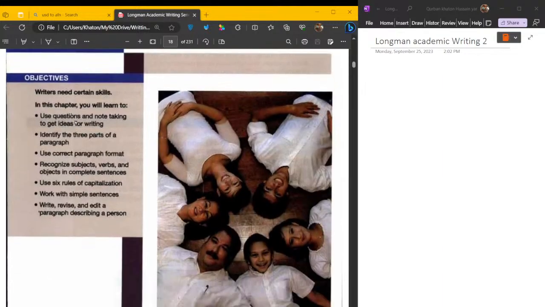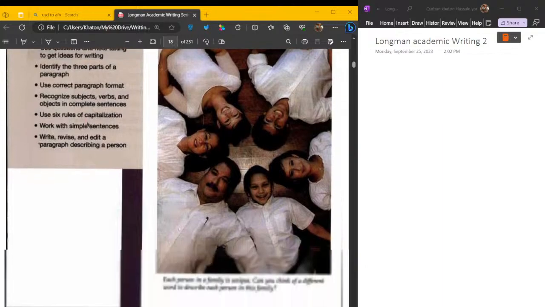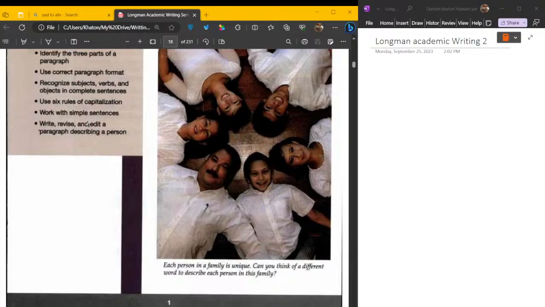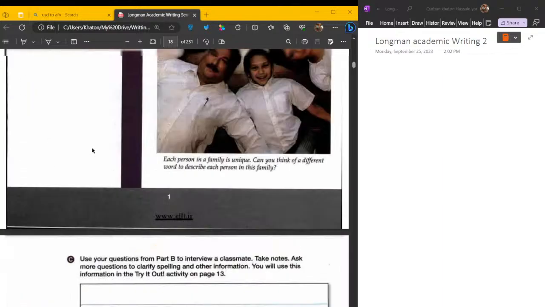Again, in this chapter we will learn to use questions and note-taking to get ideas for writing, identify the three parts of a paragraph, use correct paragraph format, recognize subjects, verbs, objects, and complete sentences, and use 6 rules of capitalization. The most important thing here is the capitalization we will be learning. This is very important. And the three parts of the paragraph that we already know: the topic sentence, the body with the supporting sentences, and then the conclusion. Those are the main three parts. We already talked about that. But the rules for capitalization are very important. Write, revise, and edit a paragraph. So that is not very new to us.